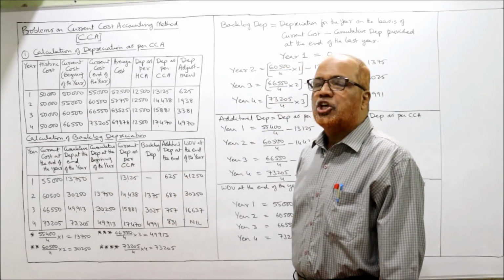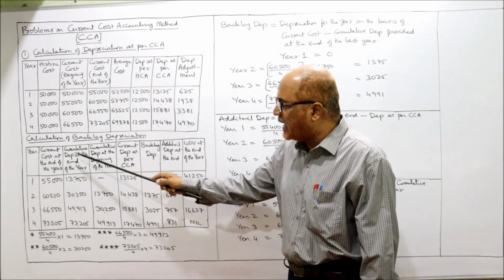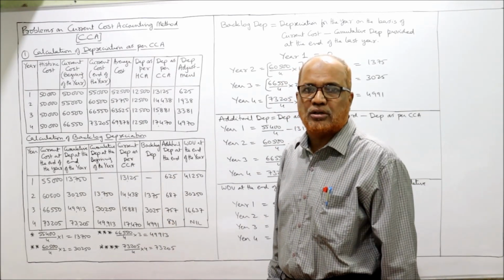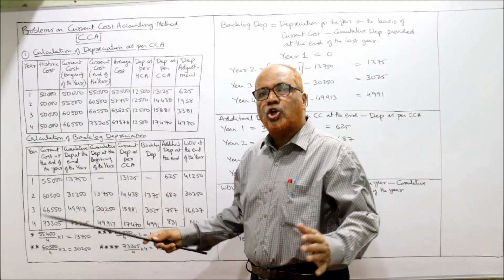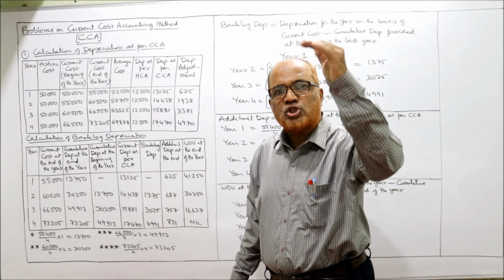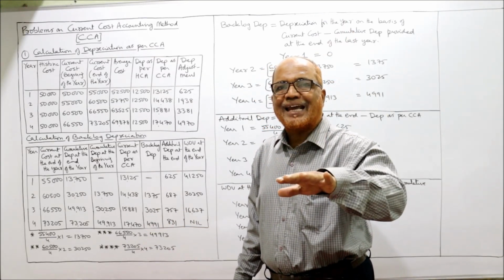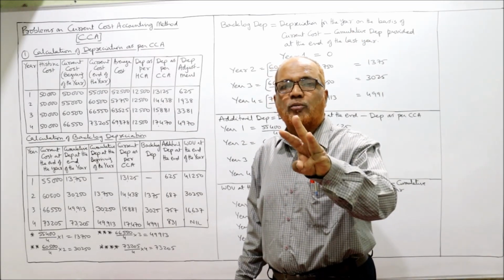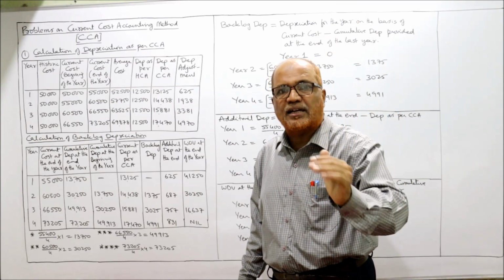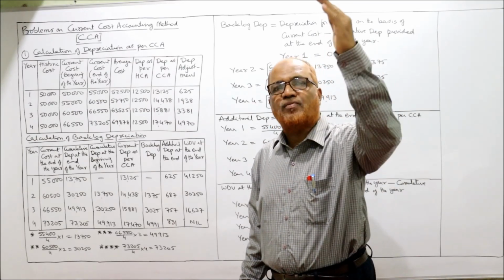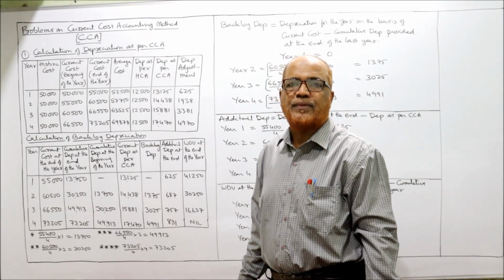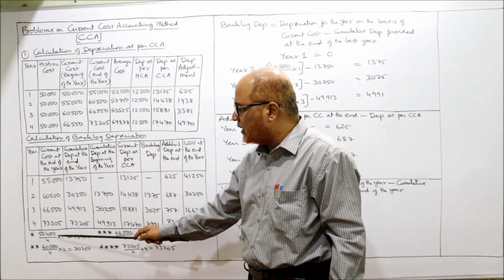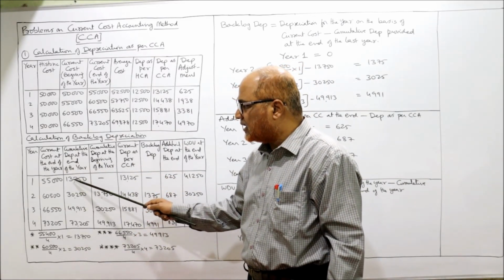Now next thing, cumulative depreciation at the end of the year. Here you concentrate because there is a new point. How to find out the cumulative? Cumulative means total. For example, second year cumulative depreciation means first year plus second year. Third year cumulative depreciation means first year, second year, third year. Fourth year cumulative means first year, second year, third year, fourth year. So how to find out cumulative depreciation at the end of the year? Here I have given the calculations.